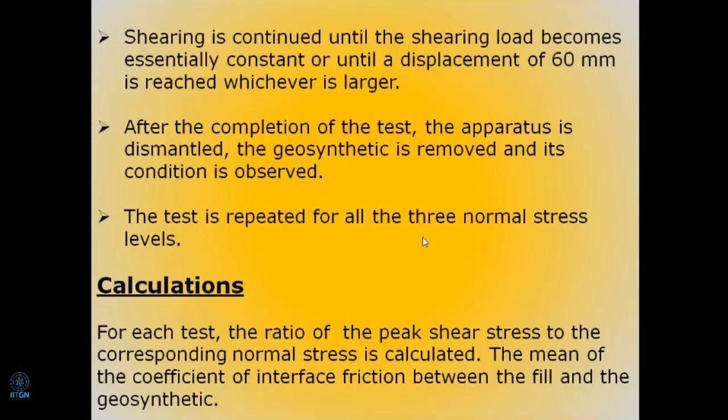Then the calculation part is there. For each test, the ratio of peak shear stress to normal stress is calculated, and the mean is taken as the coefficient of interface friction between the type of fill and the geotextile. Is it okay, sir? Okay then.